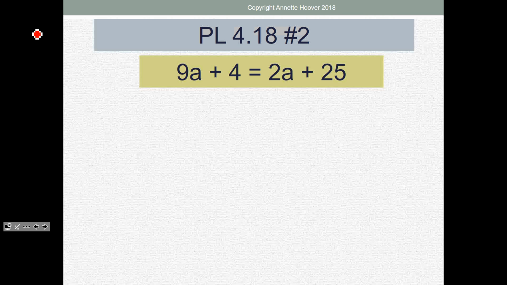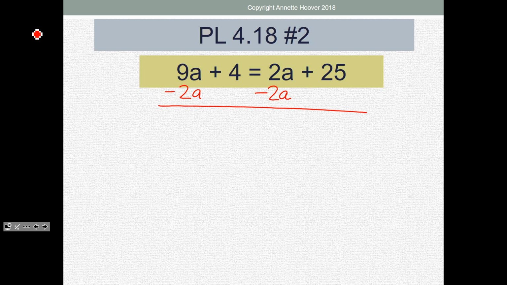Here's the second one. I would choose to move the 2a. Got to get the variable by itself on one side first. 2a and negative 2 cancel out. Now we're left with our two-step equation. So on the left side we have a positive 9 and a negative 2. Different signs subtract. That would be 7a. We still have a plus 4 on the left side and a 25 on the right side. We have our two-step equation now.